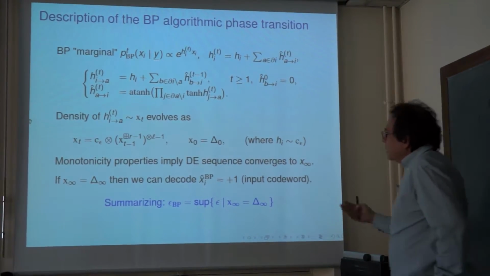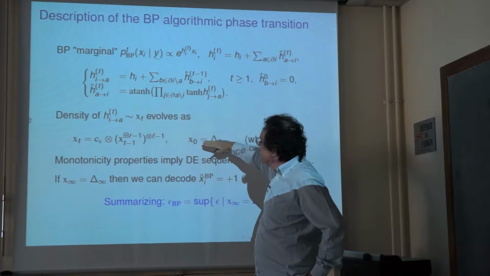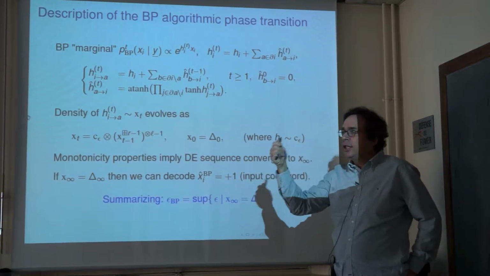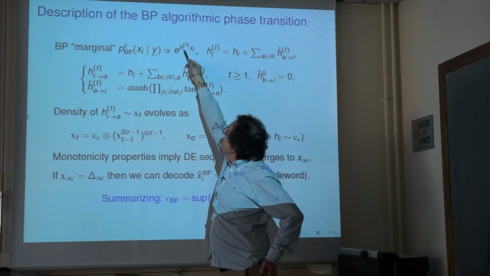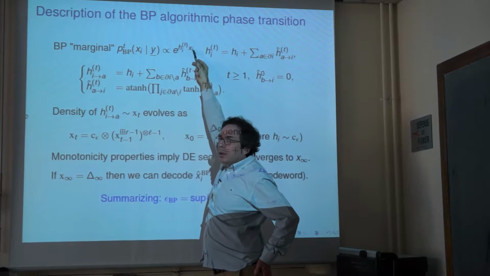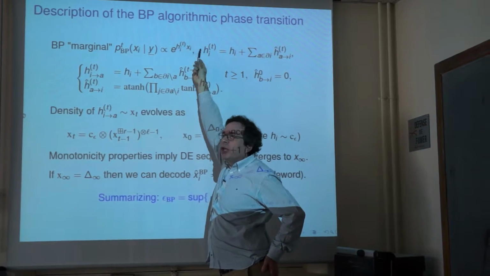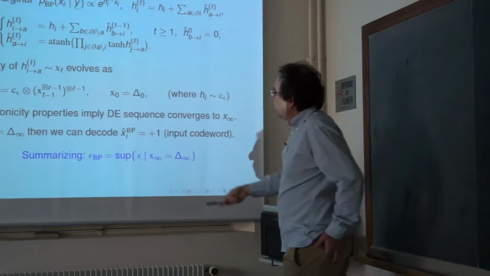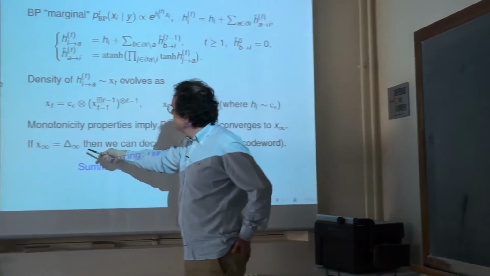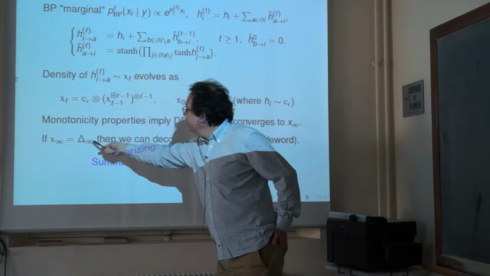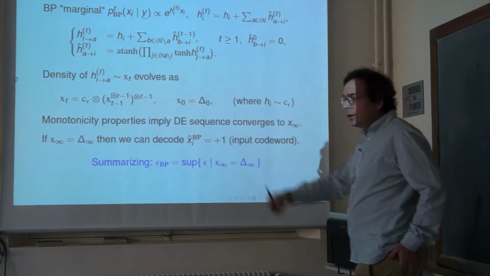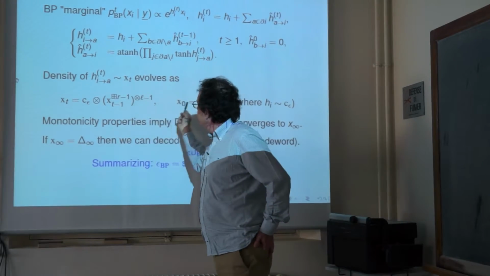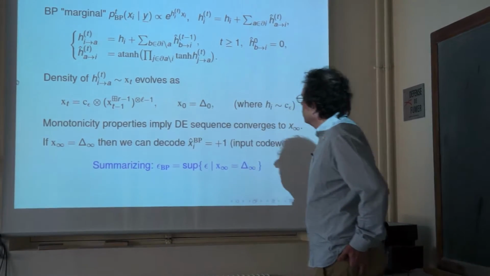And what you want is to drive this density through this equation to the Dirac mass at h equal infinity. Because if this h is infinite, then you know that with probability 1, this bit is +1. That's maybe your input code bit. So you want to drive these densities to the Dirac mass at infinity, at infinite likelihood. And if this happens, then you can decode.